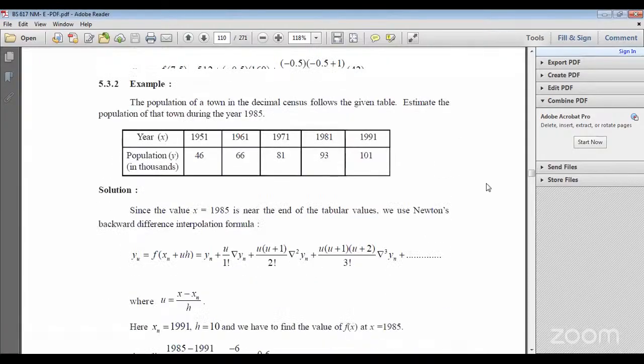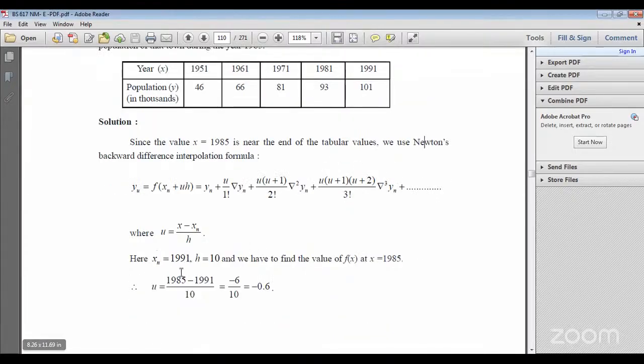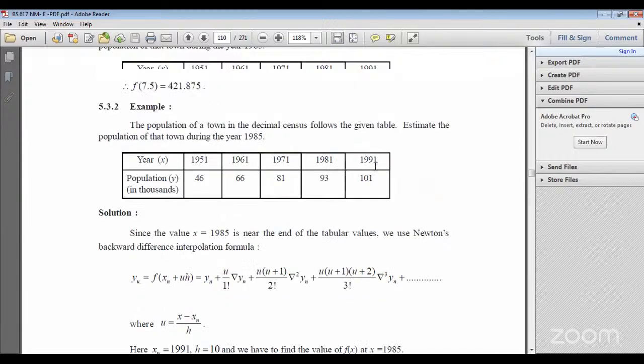The population of a town in the decimal census is given in the following table. So 1951, 46, these are the values that are given here. So x is equal to 1985. So that's the problem given here, 1985. So therefore, f of x1 plus h y n by 1 factorial and then nabla y n u plus 1 by 2 factorial nabla square y n u plus 1 u plus 2 by 3 factorial nabla. I am taking here, so see here, u is x minus x naught by h, x n is equal to 1991. 1991 I am taking the highest value.